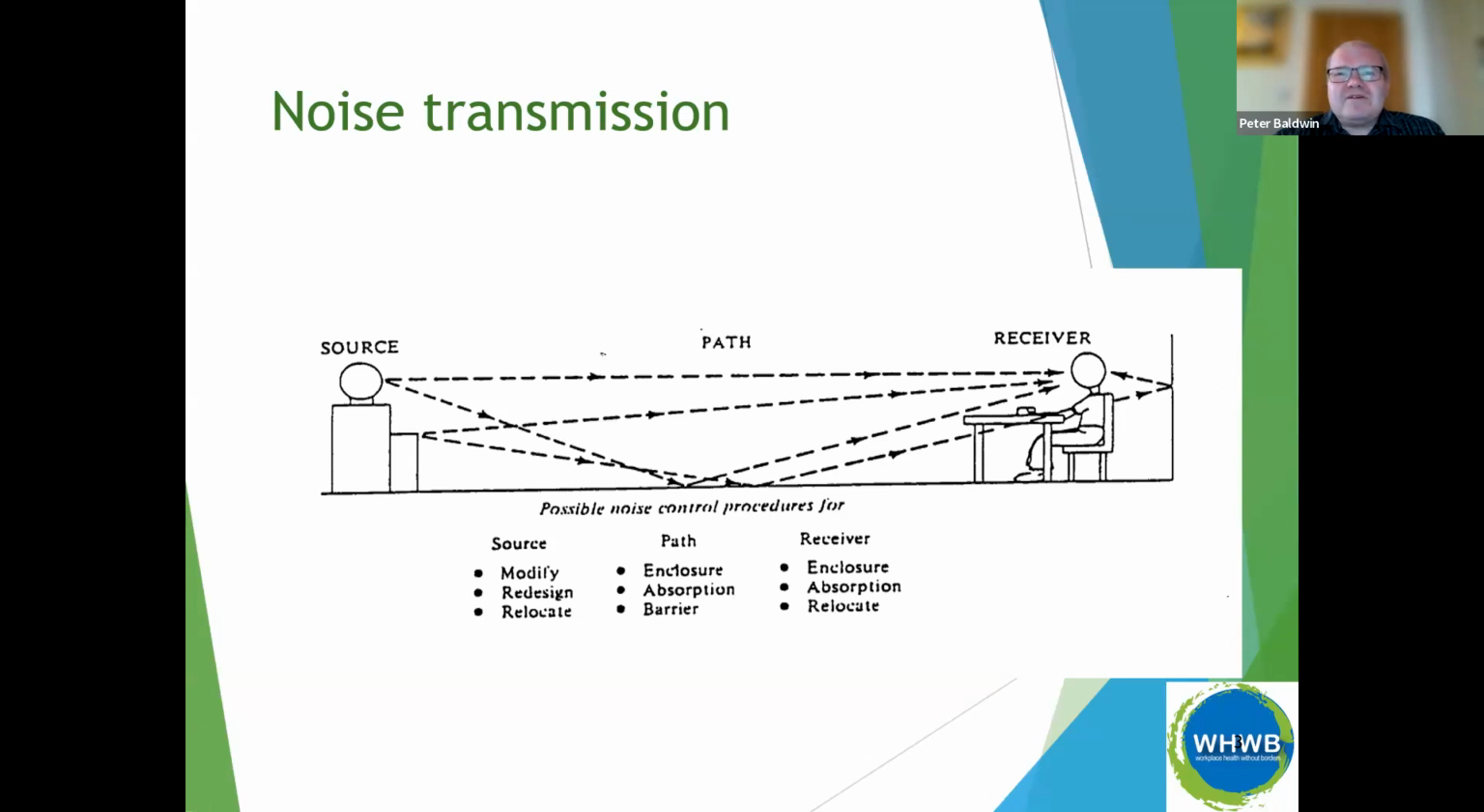Then looking at the path, this is how the noise actually gets transmitted through the air. So you can put the noise source in an enclosure, so put it in a box. One of the problems you have with that is the noise inside the box can be quite significantly louder than it would be without the box. So that also means you can put some absorption materials in there. This is basically material you can put in that will absorb the sound and deaden it. You can put that in the actual box itself, or you can put it on surfaces.